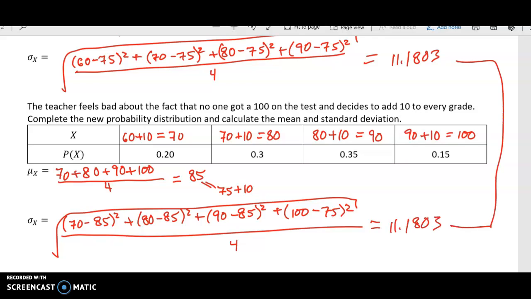Notice that these guys are the same, even though we added 10 to every single one. The idea there is, if you think about a normal curve, if you add 10 points to all these values, that normal curve slides to the right, right? It's a transformation, a shift to the right. So the mean, the center of that guy, is moved over 10 units. But the spread doesn't change, right? So the standard deviation won't change.